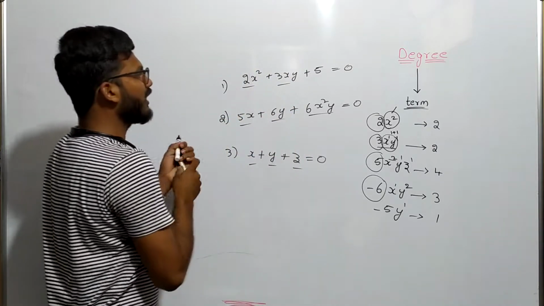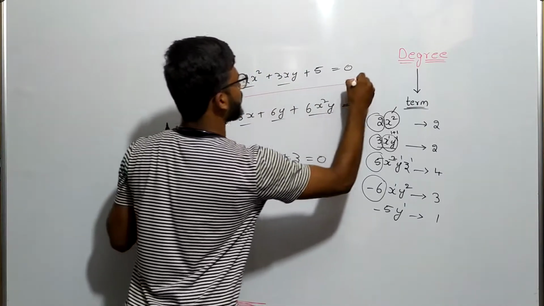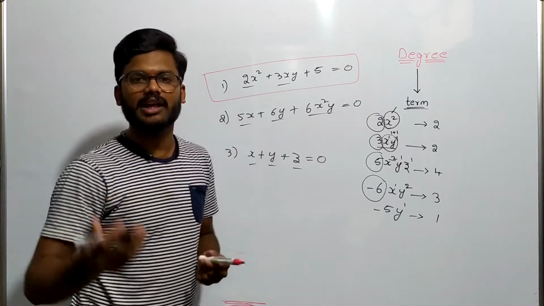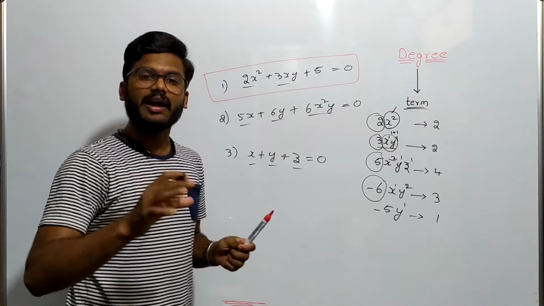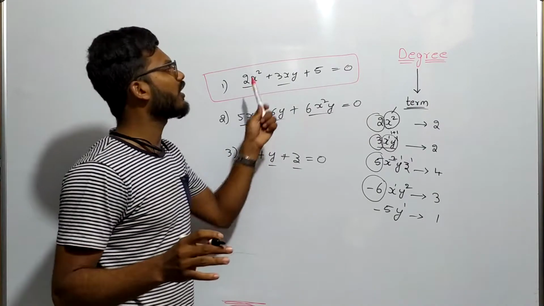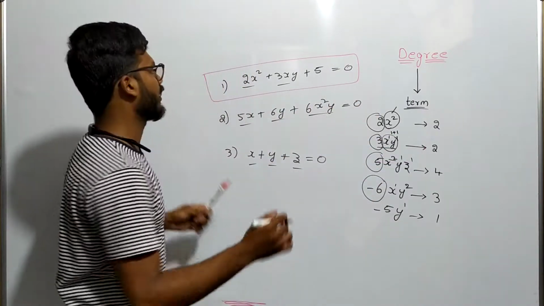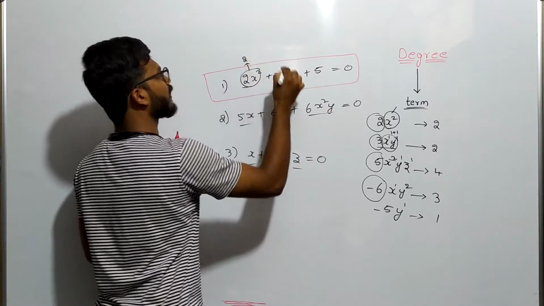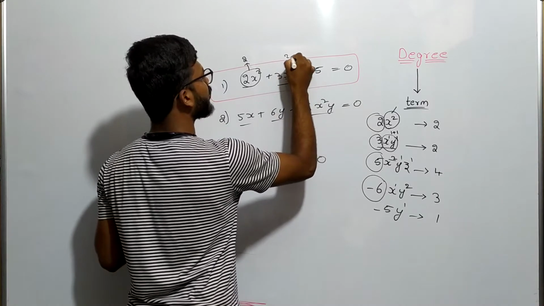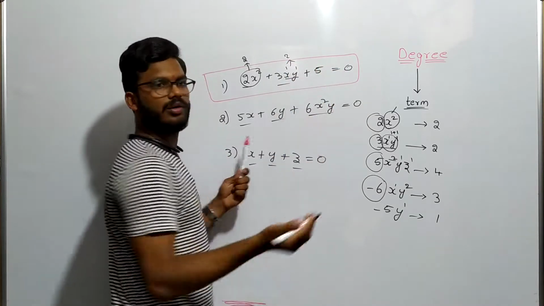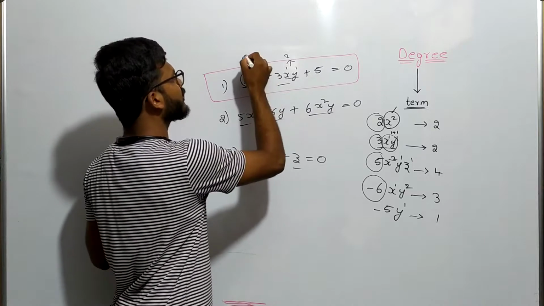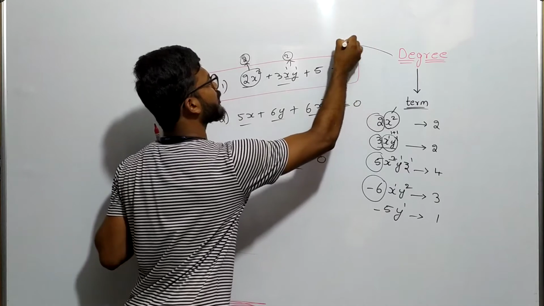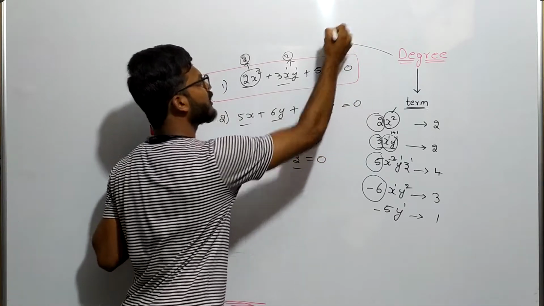If you want to find the degree of this equation or expression, what I have to do is find the degree of each and every term and see the highest degree. That highest degree is called the degree of this expression. See here, the degree of this term is 2. The degree here is 1 plus 1, it is 2. Here it is 0, no variable. So the highest degree, highest power, here we have 2. So this is the degree of this expression. Degree of this equation is 2.